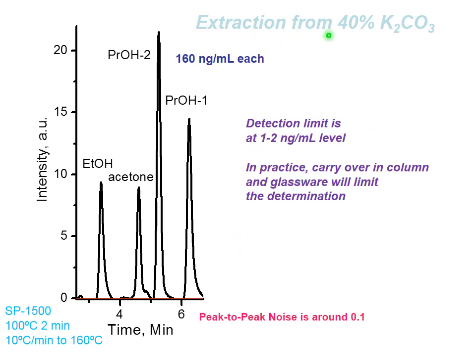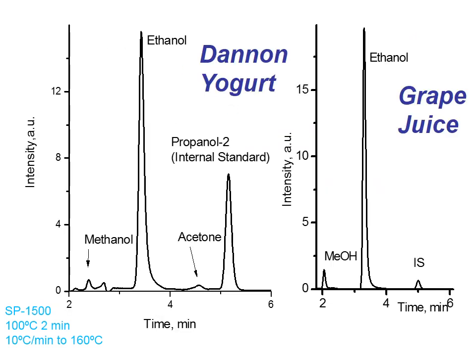It's an example of extraction from 40% potassium carbonate. You can see ethanol, acetone, 2-propanol, and amounts are fantastically small. It's nanograms per milliliter. That's how Danone yogurt will show for ethanol a sky-high peak, and for grape juice. So very small amounts are present in the nature of samples, can be easily detected.